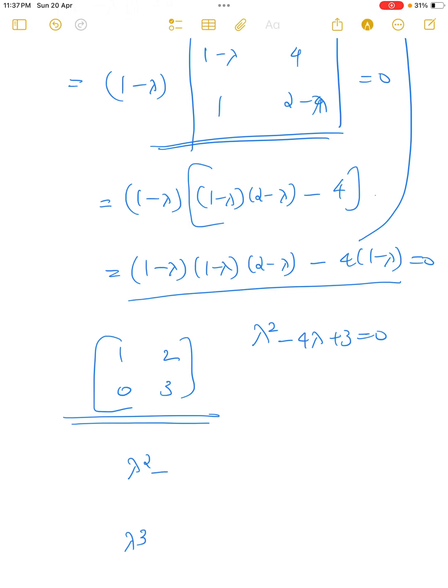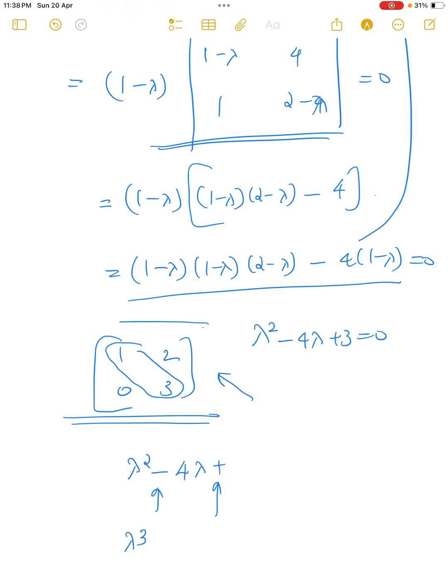Then the next term has the sign minus, lambda, and minus. Then we need to find the trace of this matrix, that is the sum of diagonal entries. Here the diagonal entries are 1 and 3, and the sum is 4. Therefore lambda square minus 4 lambda. Here I used negative, then in the next term I need to use positive.